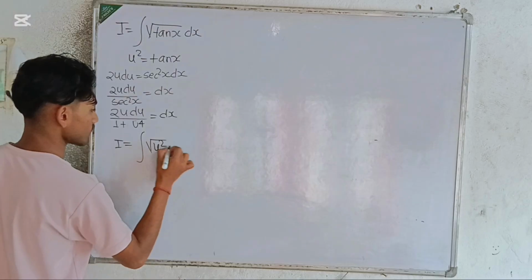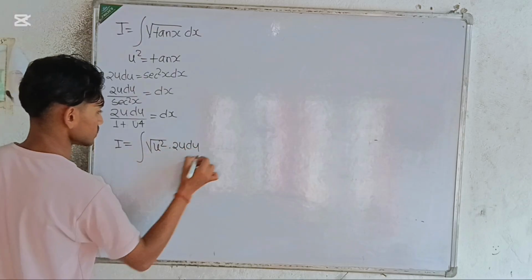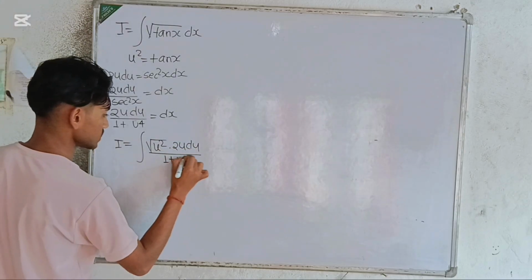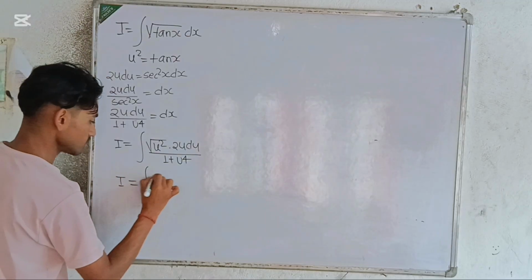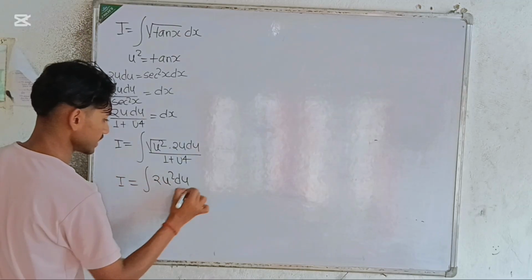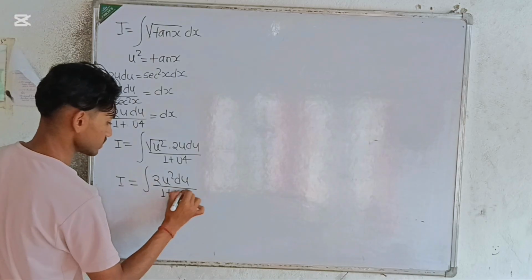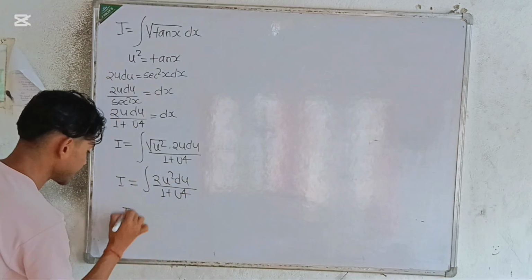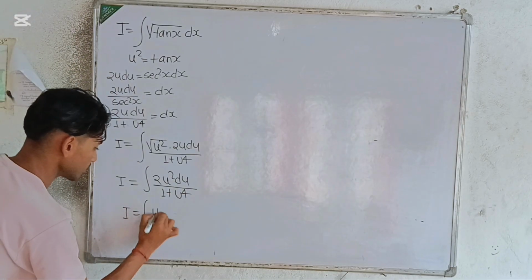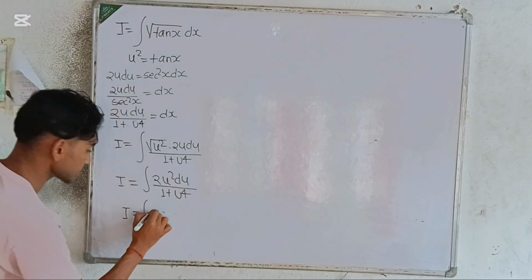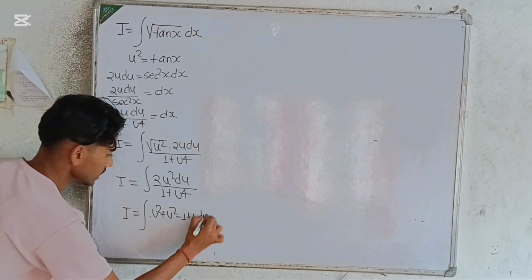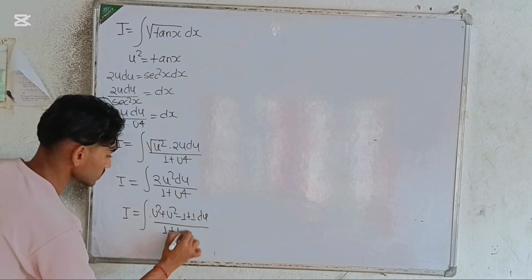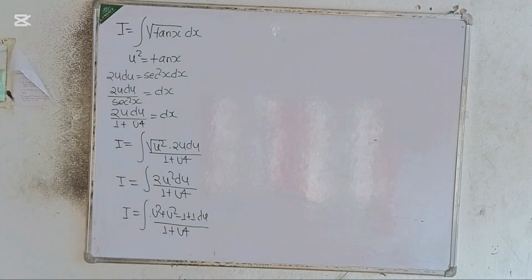So our integral I is the integral, in terms of tan x you have to use square root of u squared, times 2u du over 1 plus u to the power 4. I can write it as integral 2u squared du by 1 plus u to the 4th, right? And I can write it as integral, I want to separate this, u squared plus u squared minus 1 plus 1, du over 1 plus u to the power 4th, right?